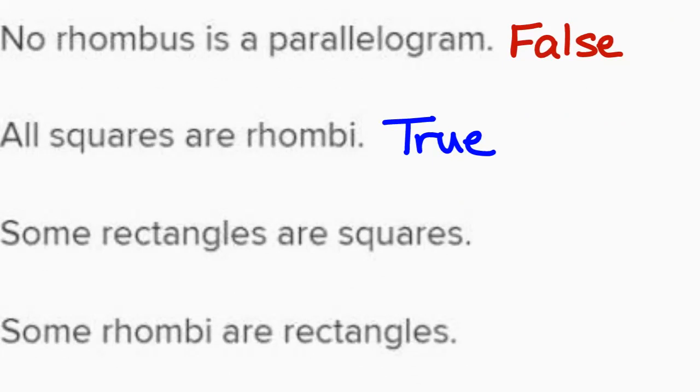Some rectangles are squares. True or false? True. In order to be a rectangle, it's a parallelogram that has 4 right angles. If that shape that is a parallelogram and has 4 right angles happens to have 4 congruent sides, then it would also be a square.